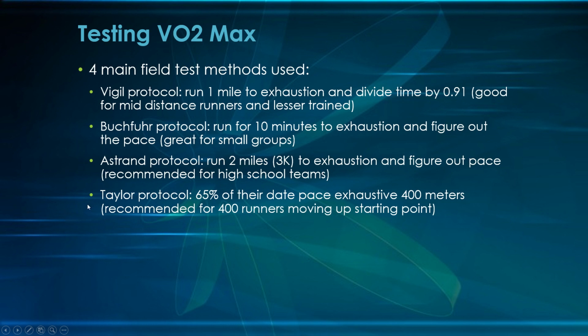If you have a 400-meter kid that you're trying to move up for the very first time to maybe be on your 4x8 team, maybe before they get to a VHIL protocol, you can take 65% of their date pace exhaustive 400 meters to get their VO2 max.